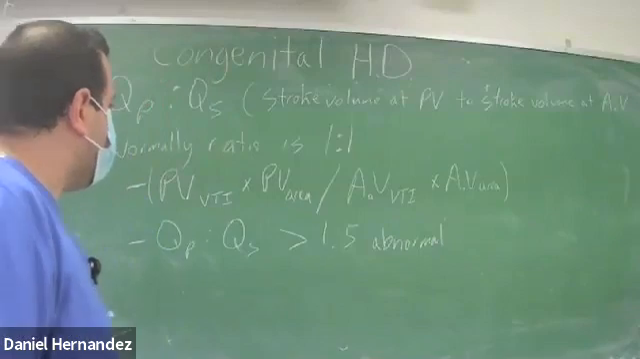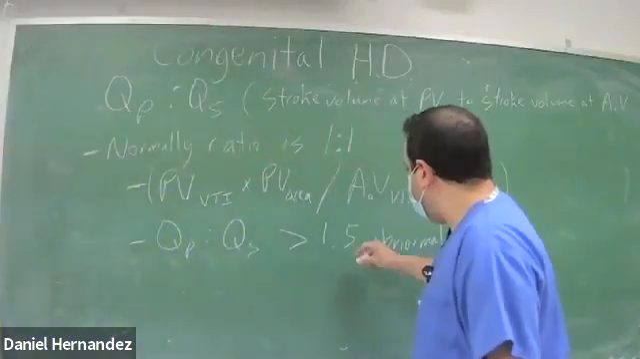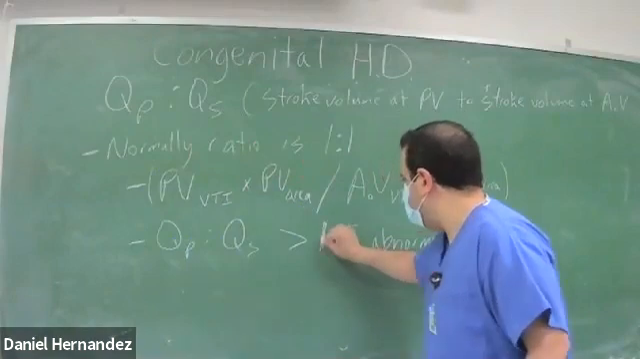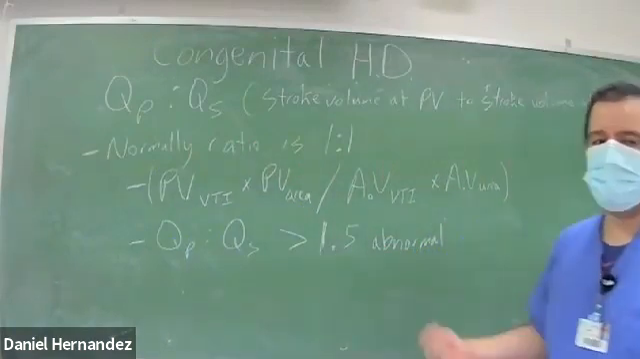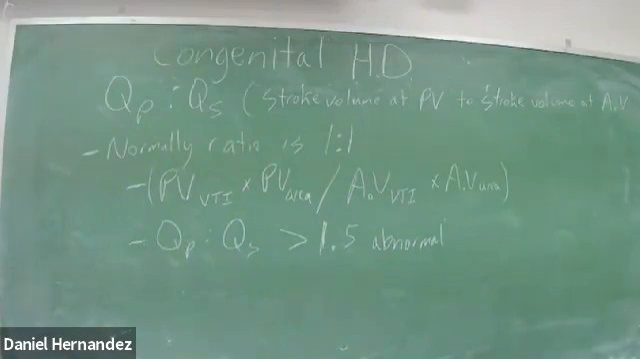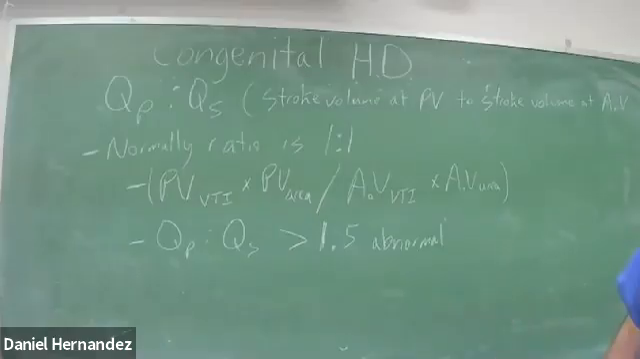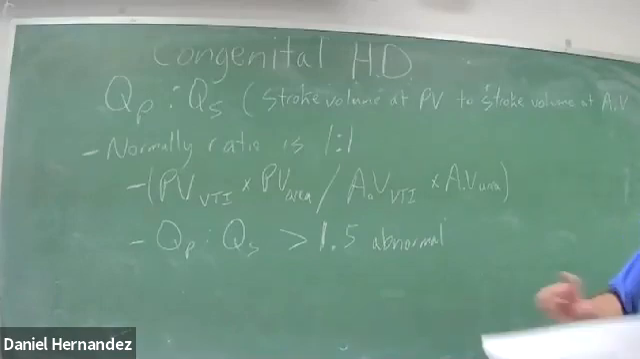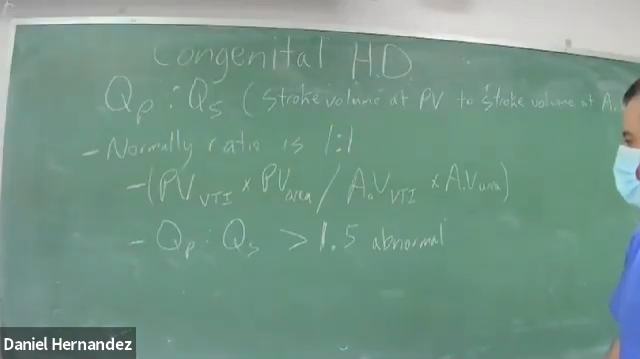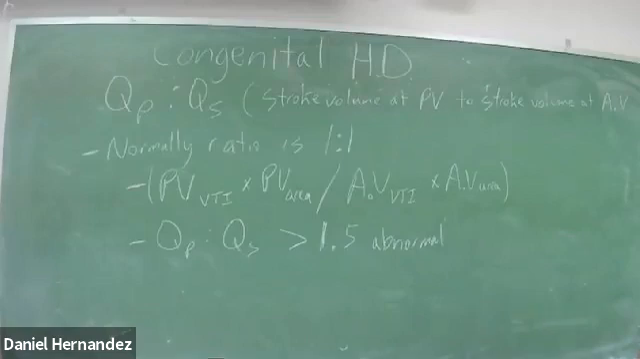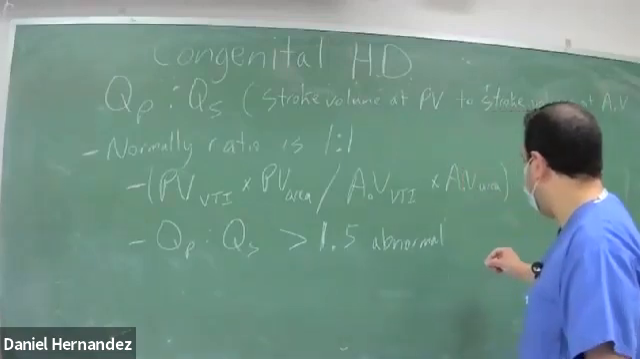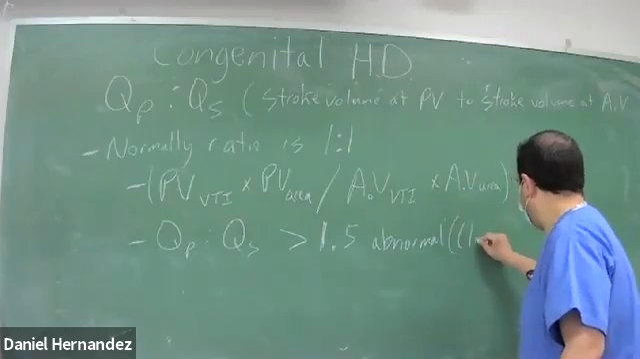So the 1.5 means that it's clinically significant, like the lesion is significant enough to cause issues. Normally the ratio should be 1 to 1. Anything greater than 1 would mean blood flow is shunting to the right side of the heart. A ratio of 1.5 would be, we'll put, clinically significant.